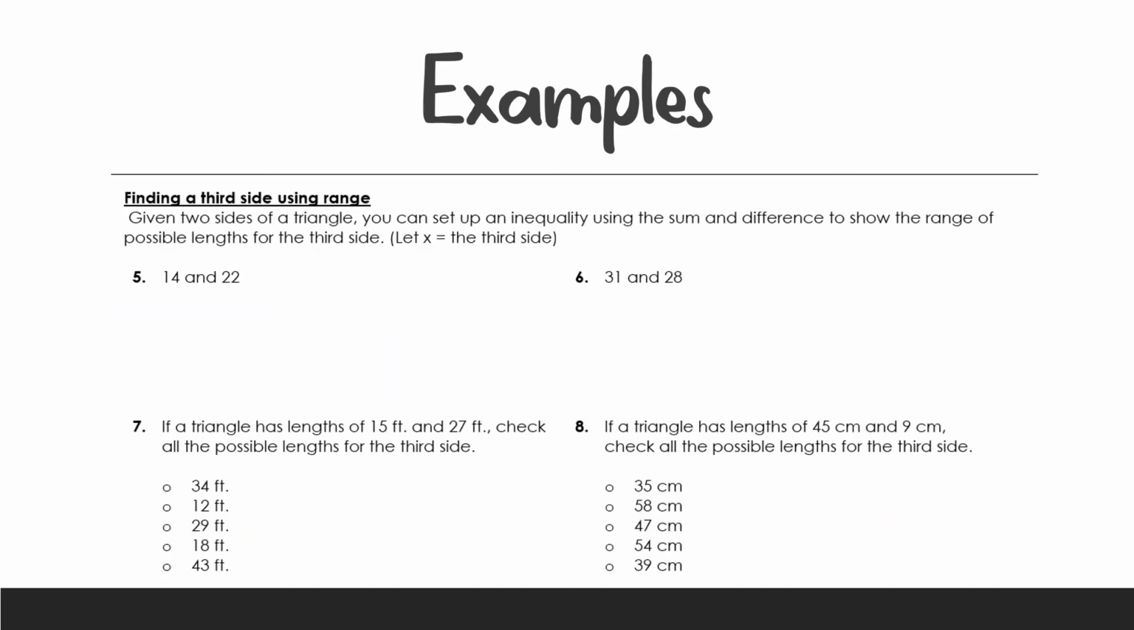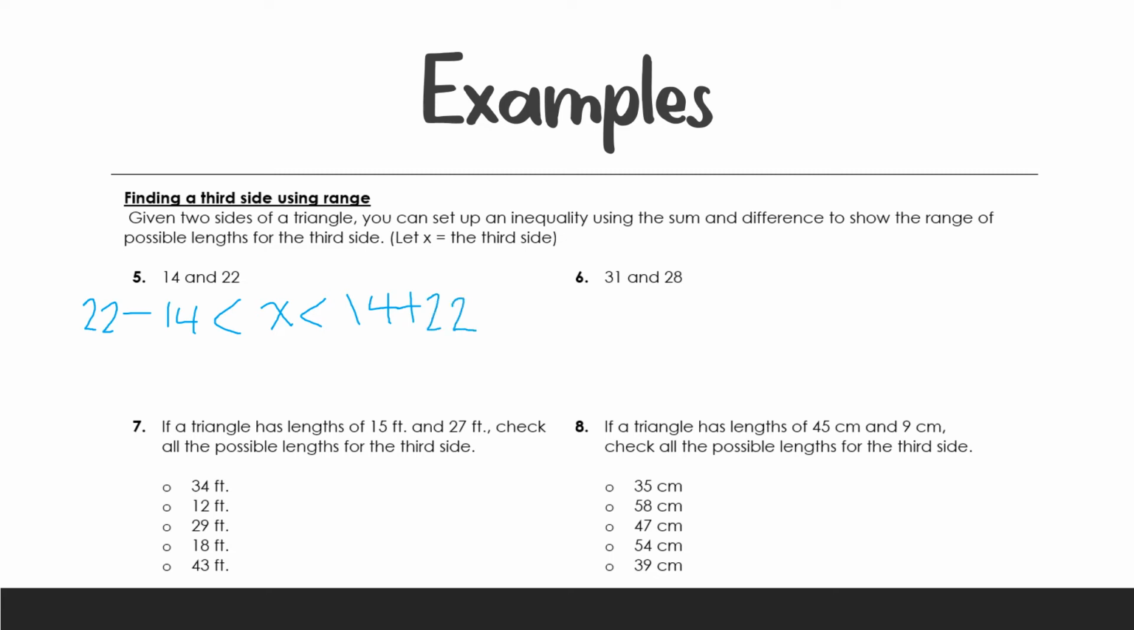All right, in these examples, we are looking at two given side lengths and we're trying to find the range of possibilities for that third side. So what we're going to do is use an inequality, and we're going to take the two side lengths, take the bigger one and subtract the smaller one. So 22 minus 14. Okay. And then we're going to use the less than symbol, x, and then less than, and then we're going to add the two side lengths.